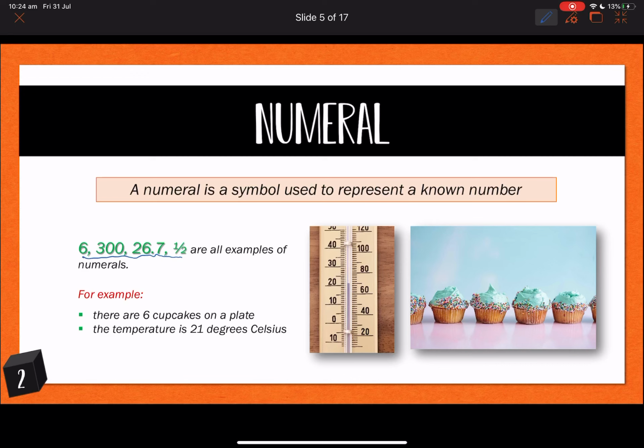And I've got some other examples here. So there are 6 cupcakes on a plate, and the temperature here is about 21 degrees Celsius. So it's just simply a symbol used to represent a known number. And for instance, the symbol just is this 6, okay?